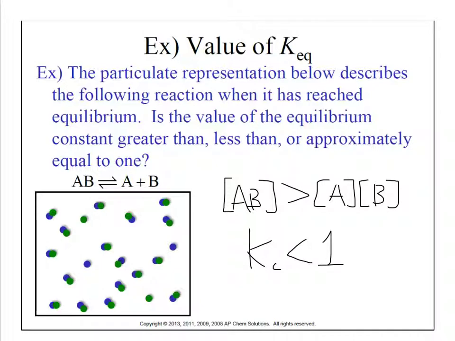Now, we don't know what the exact value is. We can't really calculate the exact value from this picture. We just know that whatever it is should be less than 1 because, in this particular case, the reactants are favored over the products.